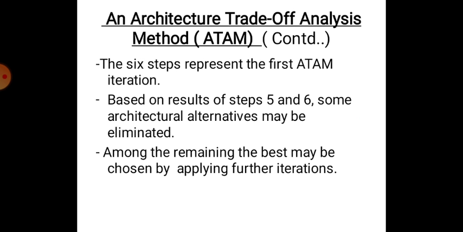Based on the results of steps 5 and 6, some architectural alternatives may be eliminated. So in this process, we eliminate some alternatives, and amongst the remaining, we choose which is the best one for further iterations.